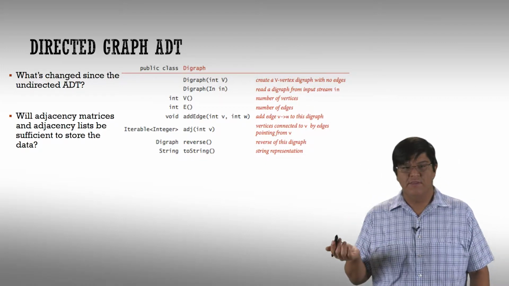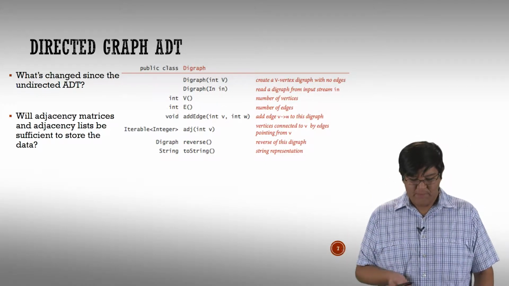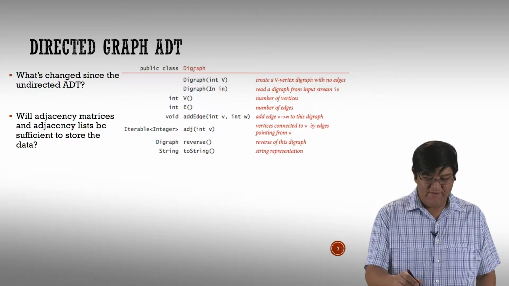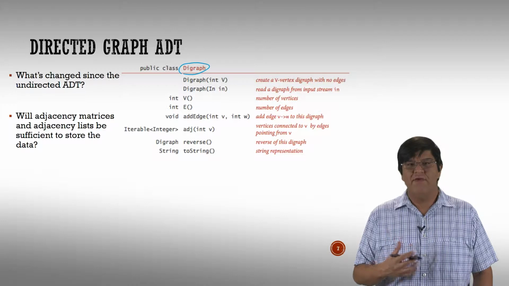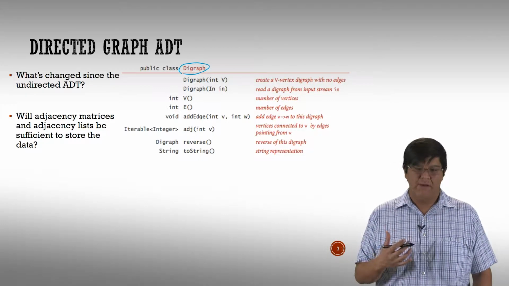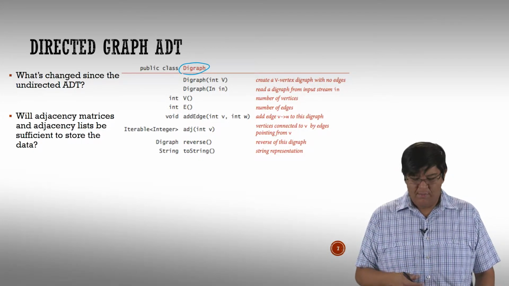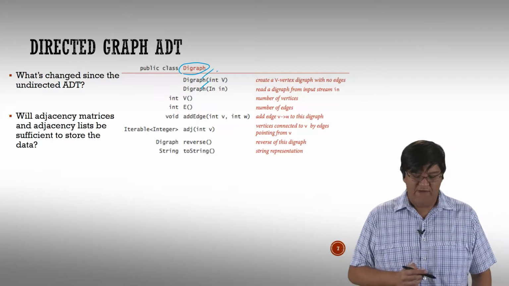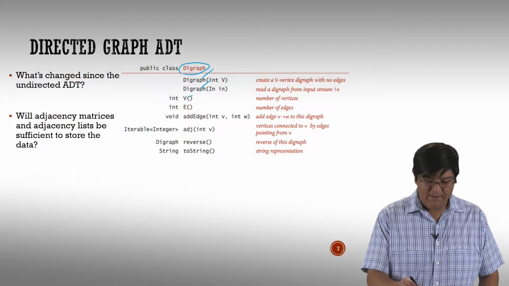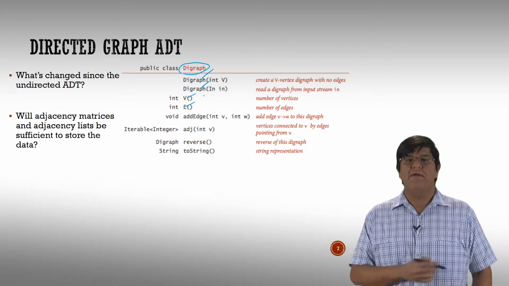What's changed since the previous implementation? Well, obviously the name is different, but that shouldn't shock us too much. We're representing a different type of graph, a directed graph. So instead of being called graph, it's called digraph. That's not a big surprise. Looking down, this stuff looks mostly the same. Two constructors, we had that in the normal graph as well. V and E, we had that in the previous implementation too. All that stuff's pretty good.